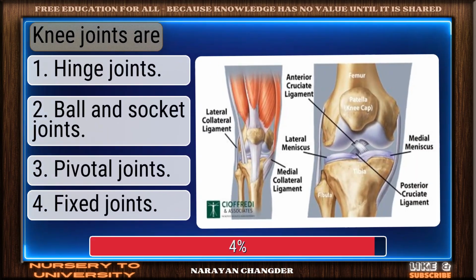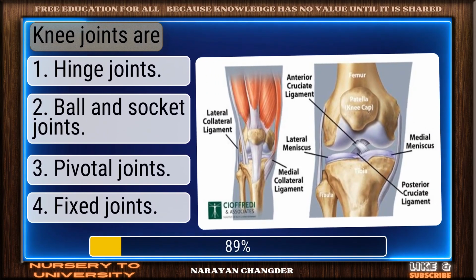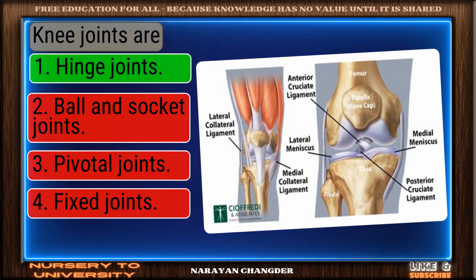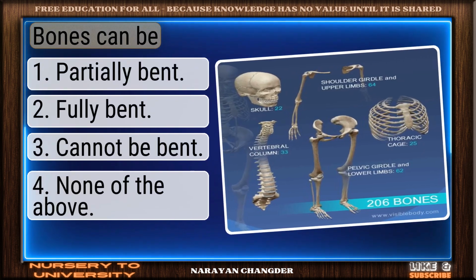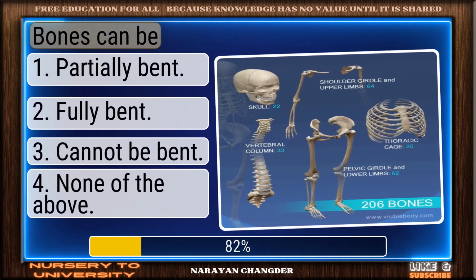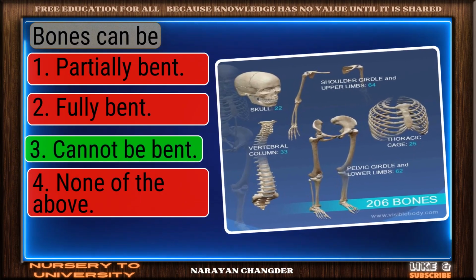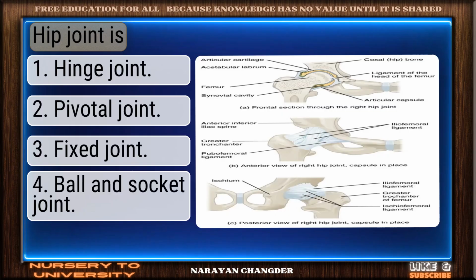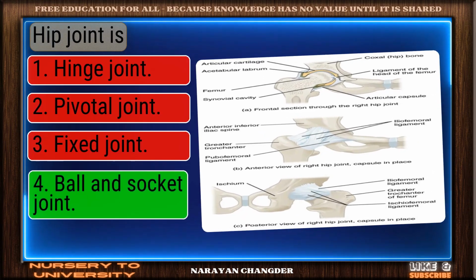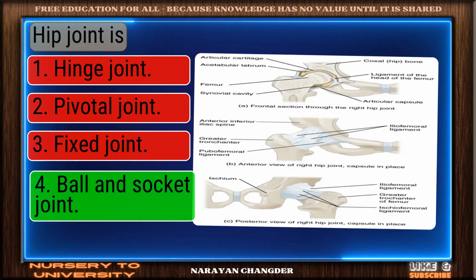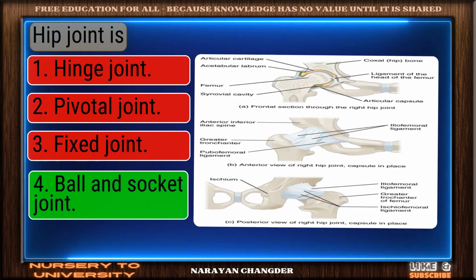Knee joints are. Smart move. Hinge joints is an accurate answer. Bones can be. Well picked. Cannot be bent is the correct answer. Hip joint is. Solid response. Ball and socket joint is a valid choice.